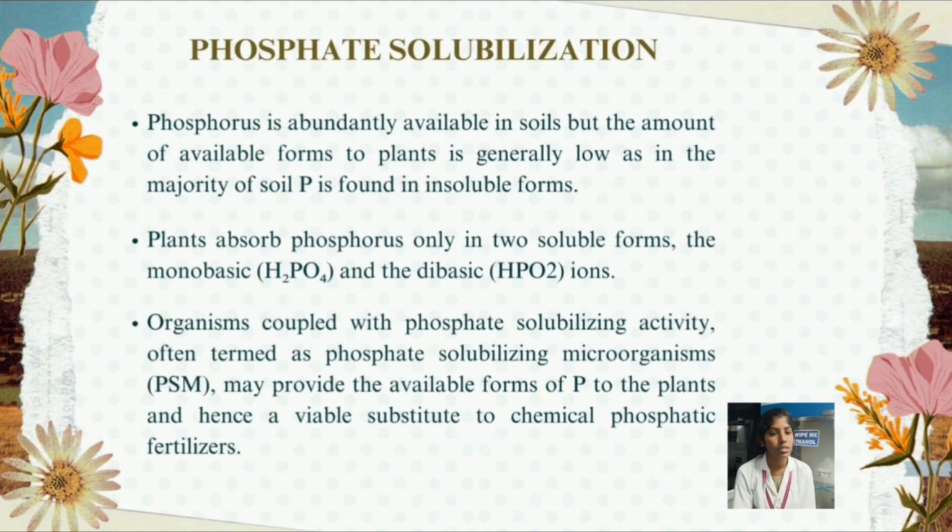Phosphorus is abundantly present in soils, but most of it exists in insoluble forms, making it unavailable to plants. Plants can absorb phosphorus only in two soluble forms, the monobasic ion, like dihydrogen phosphate ions, and the dibasic ion, like hypophosphorus acid. Microorganisms with phosphate solubilizing activity, commonly known as phosphate solubilizing microorganisms or PSM, play a vital role in converting insoluble phosphorus into these available forms. This natural process provides plants with essential phosphorus and can serve as a sustainable alternative to chemical phosphate fertilizers.